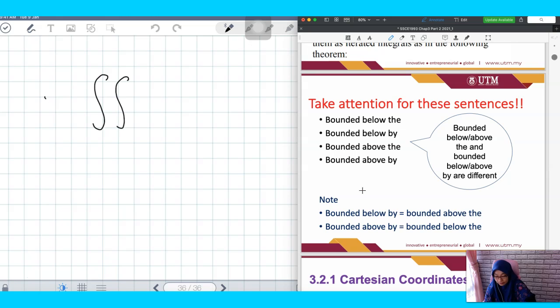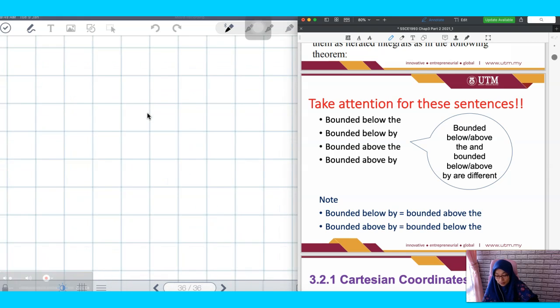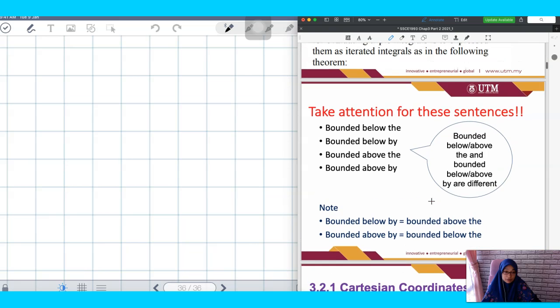double integral to evaluate the volume of a solid, right? But I didn't want to repeat this, so I just want to focus here. The idea is the same as when you want to compute the volume using a double integral, but I just want to focus on this part, which is the triple integral.